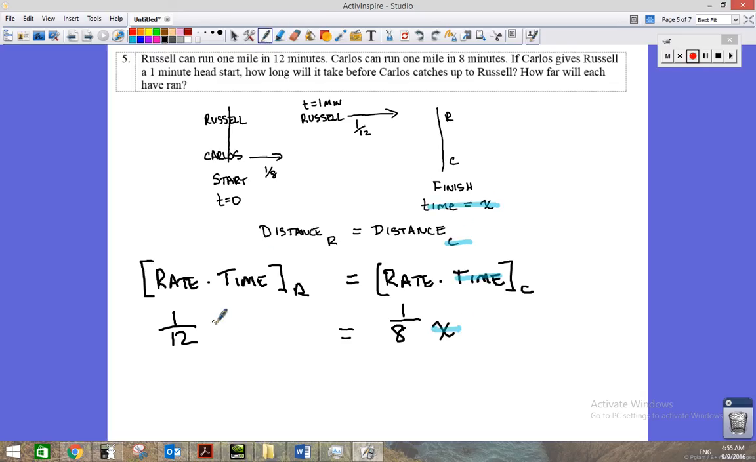Now, we know that Russell was running for a longer length. He had a 1 minute head start. So his total time running was Carlos's time running plus that minute head start. All right, so let's go ahead and distribute. 1/12 times x is x over 12, plus 1 over 12 is equal to, if we just put that x over 1, x over 8.